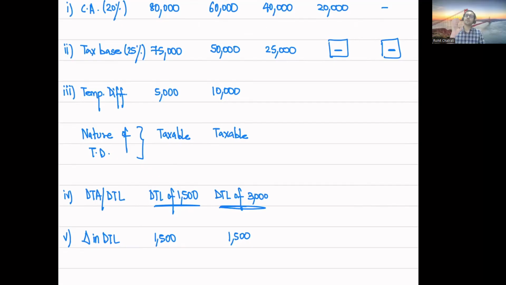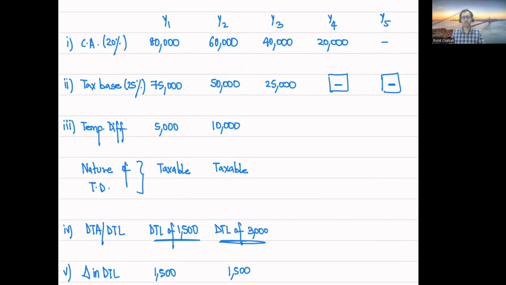So the journal entry for year 2 is also going to be deferred tax expense debit of 1,500, credit deferred tax liability of 1,500. As at the end of year 2, if I prepare my balance sheet, the deferred tax liability on my balance sheet will be equal to 3,000 rupees.